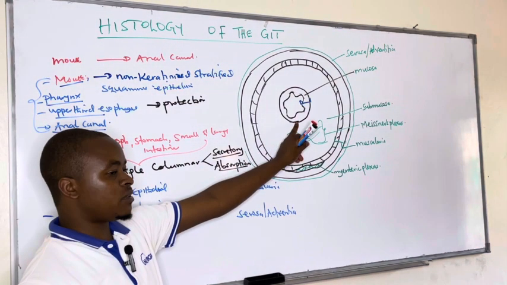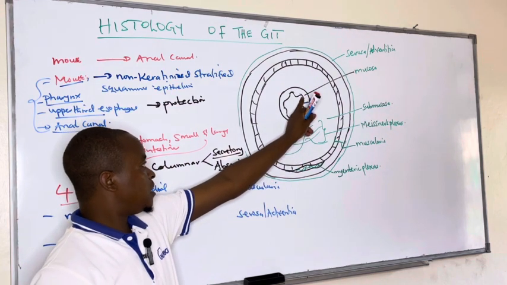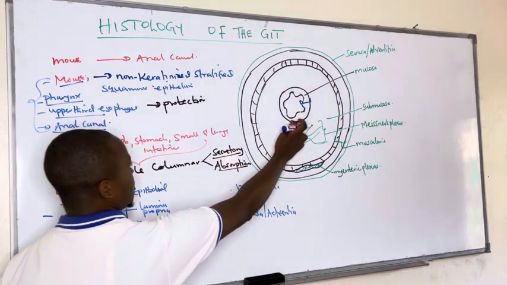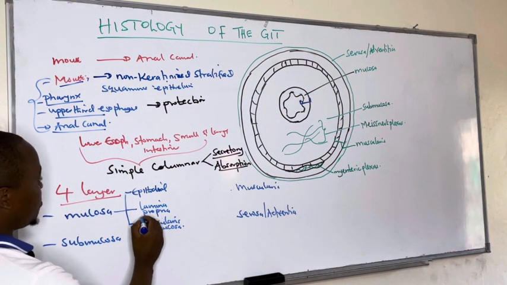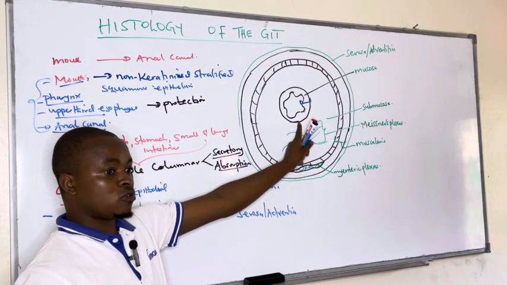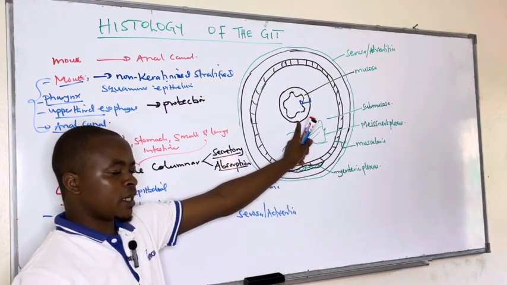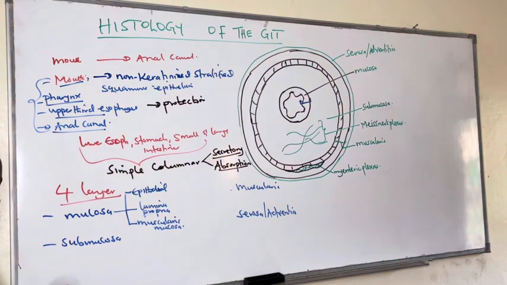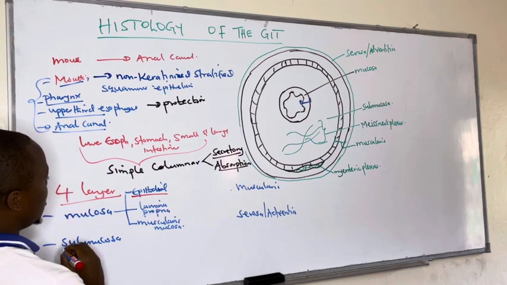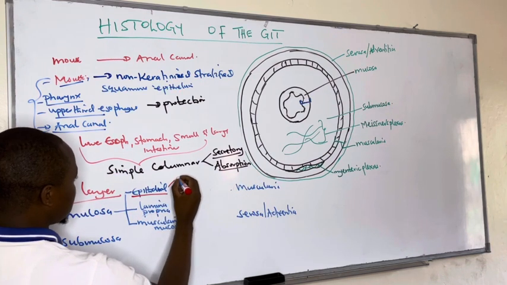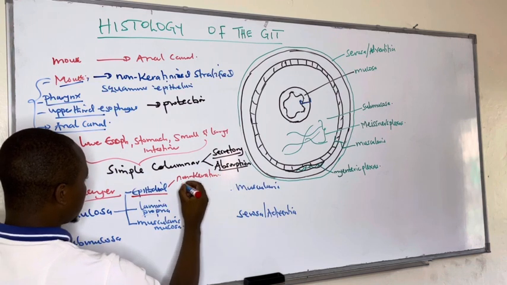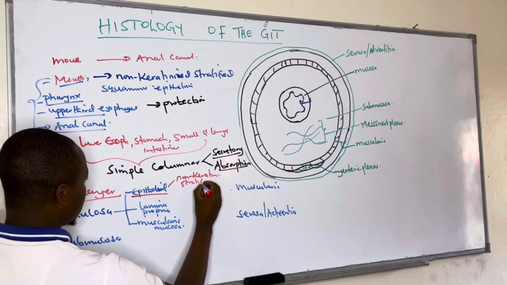So these are the 3 layers of the mucosa. It has the epithelial lining, then the inside part which we call the lamina propria, and it ends with this lining called the muscularis mucosa. It is a small layer. The inner part is of course covered by the epithelial lining, which in the esophagus is non-keratinized stratified squamous.